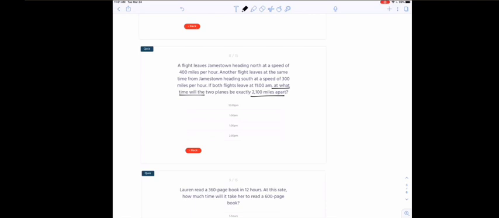We have to look at what distance they get apart from each other every hour, and that gives us a new rate. So we start at Jamestown. One of them is heading north at 400 miles per hour, and the other one is heading south at 300 miles per hour. So what do we get? We add them, and that is 700 miles per hour. So they are getting 700 miles further from each other every single hour.